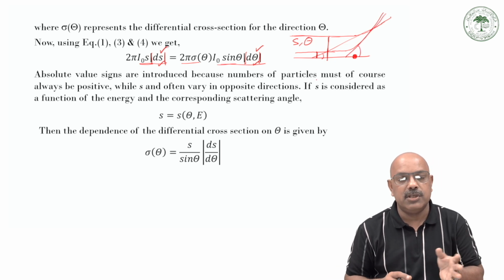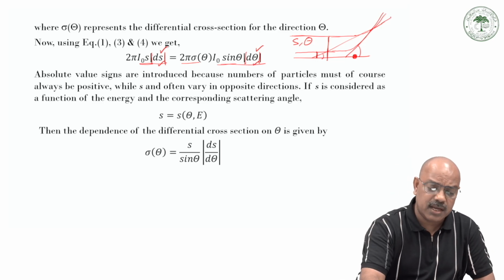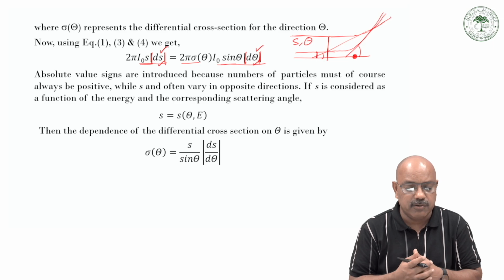So depending upon what the impact parameter is, the theta is going to change. That's why the mod is here, with the negative, taking the absolute value.